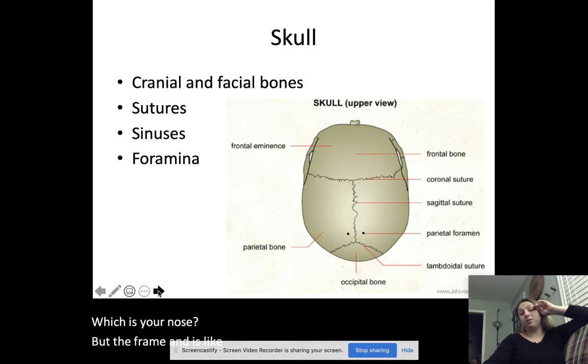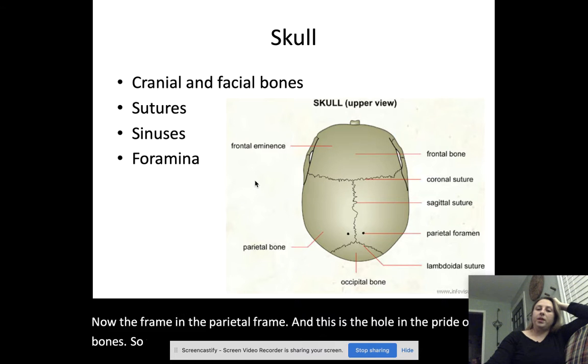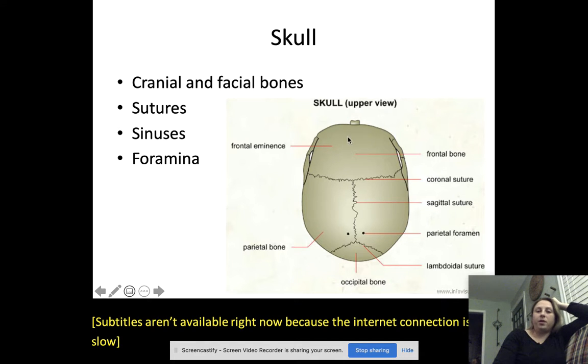Okay. Now, like the foramen, the parietal foramen, this is the hole in the parietal bones. So you have all these different cranial bones. Okay, now starting from the front, you can tell the nose is right here. That's supposed to be the nose. So you have the frontal bone, so that's like your forehead, right? And then you have your two parietal bones.